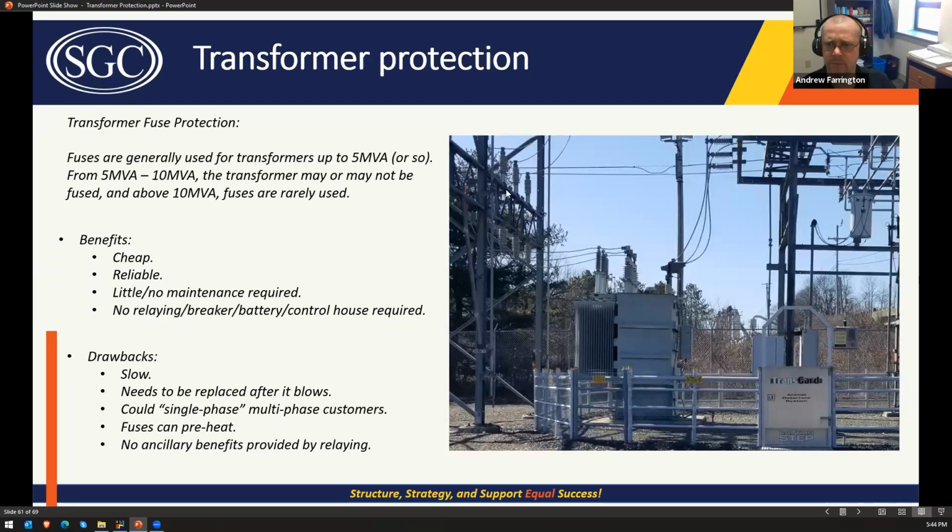And because it's just a dumb fuse, you don't get some of the other ancillary benefits that relaying provides, such as event recording and things of that nature.